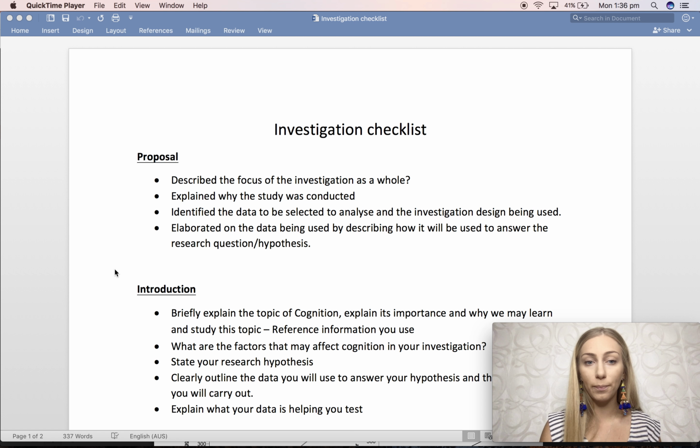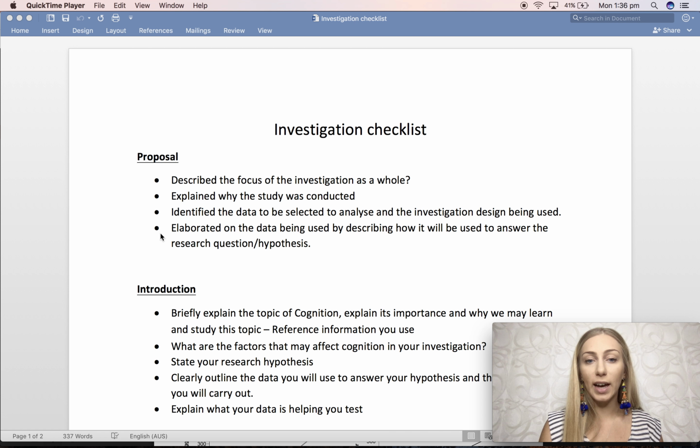So when you do select that investigation design, I don't want you to just say, oh, the investigation design that we will be using within this investigation is experimental, and leave it at that. I'd like you to explain why. What are the factors within that experimental design, and how does it fit into that design? Then after that, you will go to the 4th dot point.